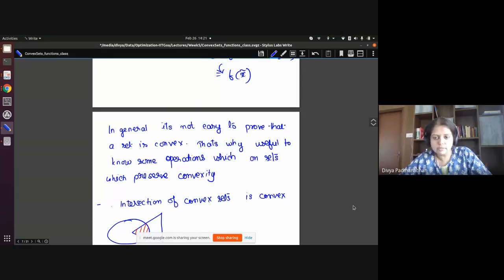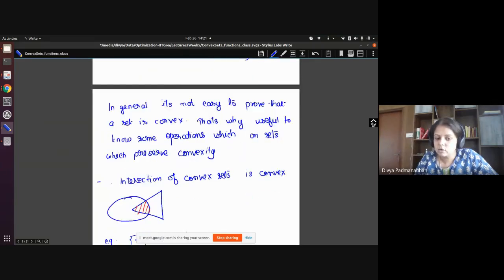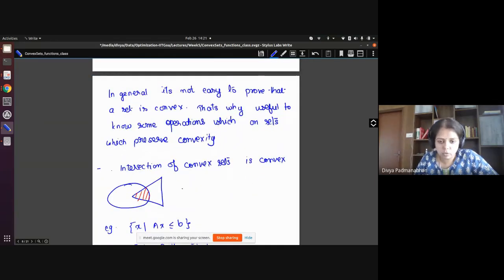And so that's where there's this emphasis on some operations on some sets, and if you do these operations, you retain convexity. So some convex sets and some operations that you do on them give back convexity. So it's useful to have these. So let me just talk about some of them. The first thing is the intersection of convex sets. This is going to be convex. You can see this in this example here.